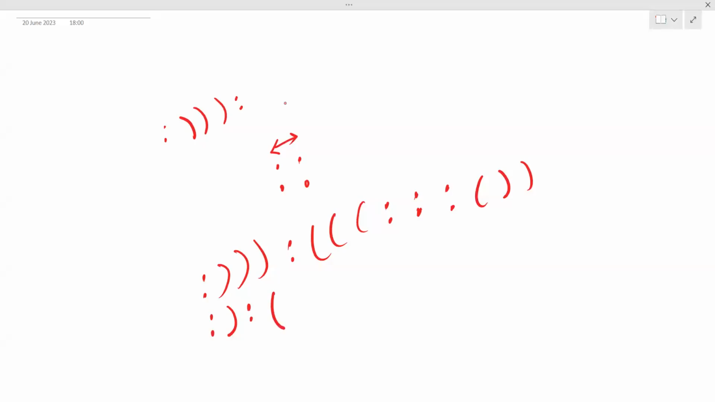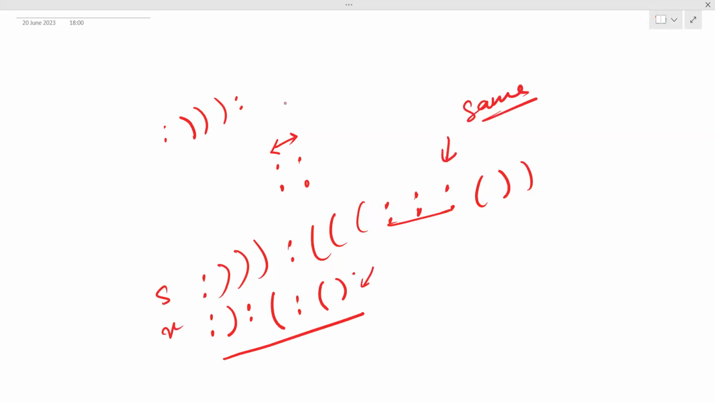Then I'll write this. Then instead of these three, I'll just have one character included in my, let's say this is some string S, this is some string X. And for these three, I'll again just write another colon and this. So this string and this string are going to have the same number of smileys.